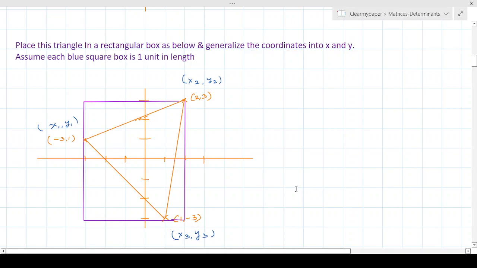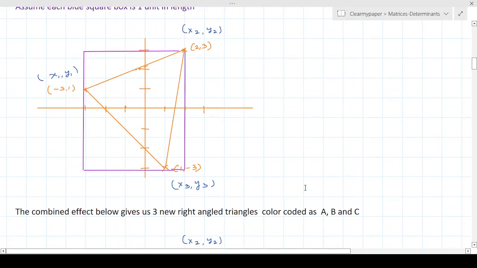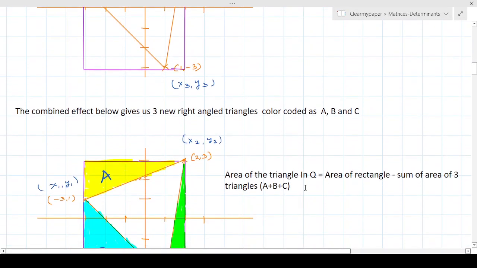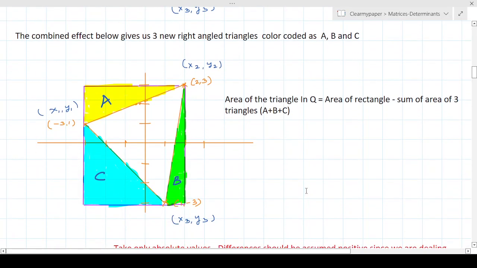Okay, and once I do that, what do I see? What do I get? The net effect of this embedding gives me a picture of the one that is in between is the area that I need to find. But surrounding that, because I put it inside the rectangle, I have a rectangular box outside. That's one. And then within the box, apart from the triangle for which we need to find the area, I have got 3 right angle triangles, which I have named as A, B, C, and I've color coded the yellow, the green, and the blue.